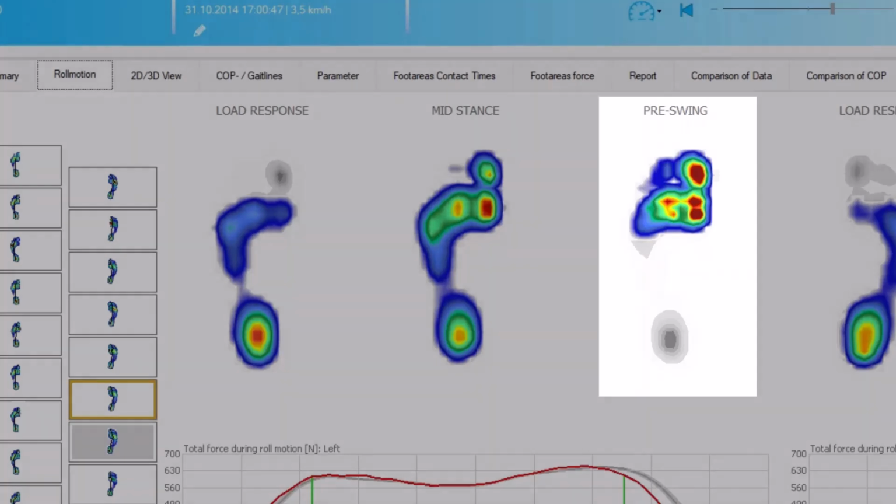In the push-off phase shown on the right, the end of terminal stance is visualized. The moment occurs just before the contralateral foot touches down. The heel should no longer be loaded at this point. The maximum pressure on the forefoot continues to be under the center of the anterior transverse arch, tending to be slightly more medially aligned.